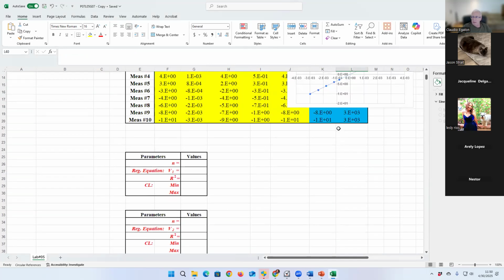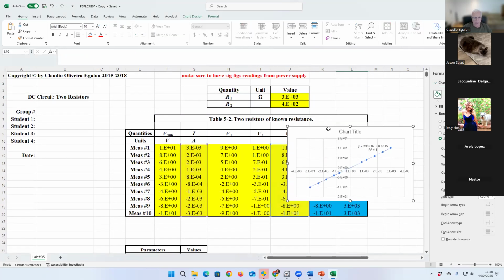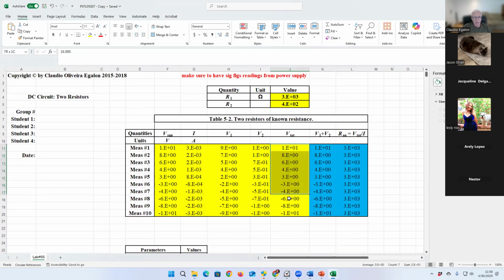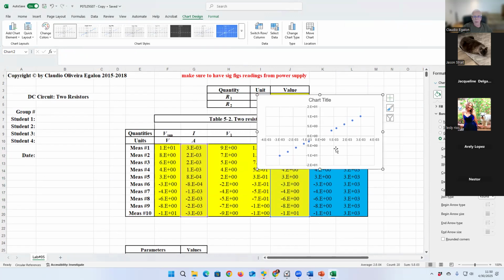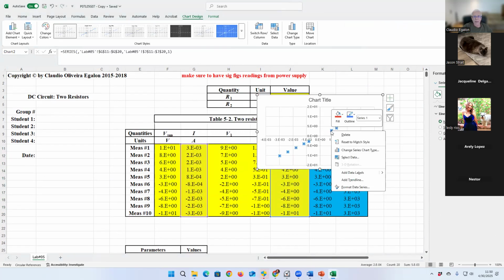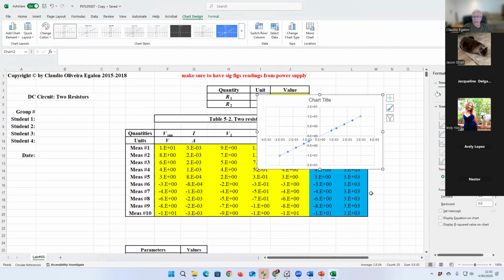Sure. Let's do that. I'm going to erase the graph. Highlight V total, press the Control key, highlight the I column. Okay? Insert, chart, scatter plot. Right-click one of the data points, add trend line. Display equation on chart, display R-square value on chart. Okay? That's spelled out in the syllabus as well.